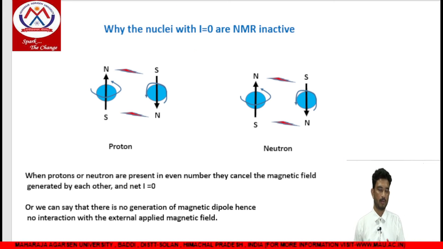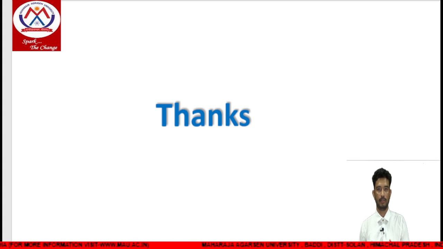So now the question is, why are nuclei with spin quantum number I equal to 0 NMR inactive? As I already discussed, whenever protons or neutrons are in pairs, they cancel out each other's field.